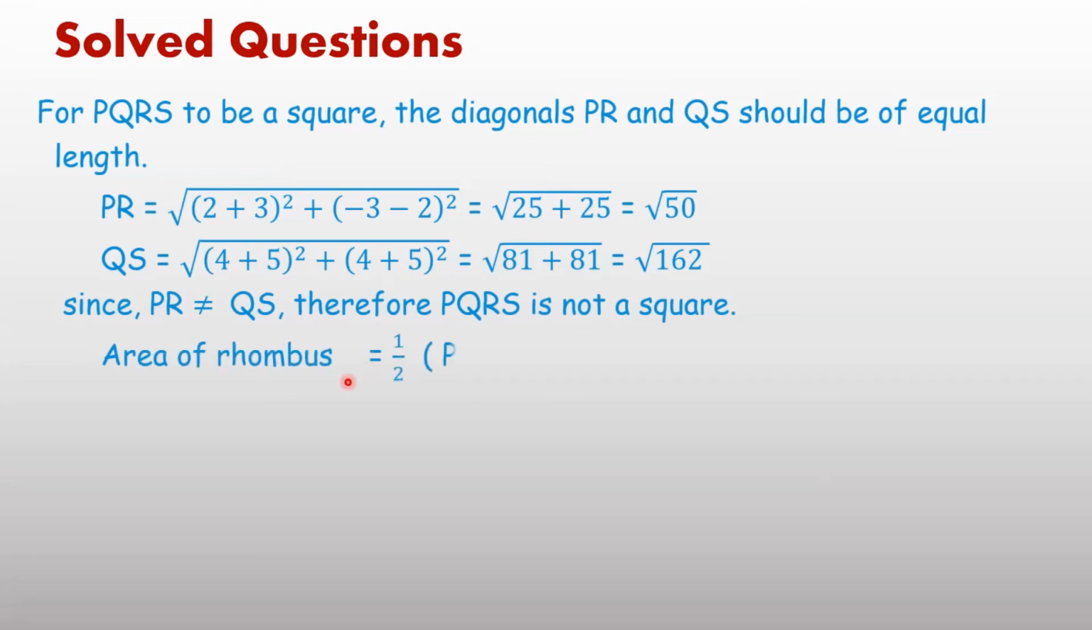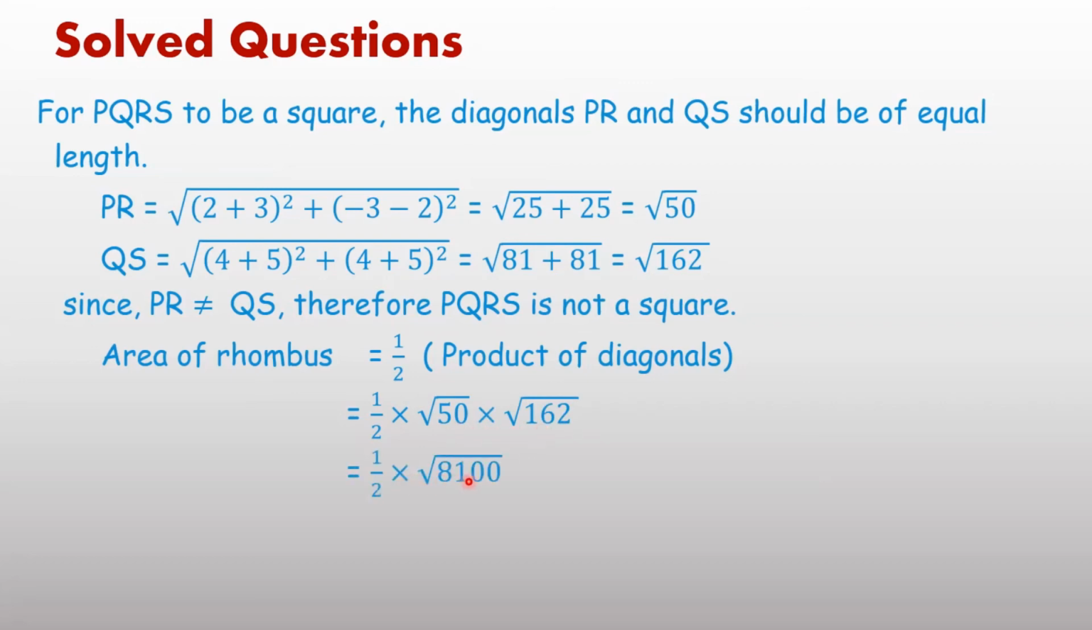Now last, the area of the rhombus. Just use the formula. Area of rhombus equals 1 by 2 into the product of diagonals, equals 1 by 2 into root 50 into under root 162, multiply, under root 8100, square root is 90, and 90 divided by 2 is 45 square units. In this process you can solve questions based on the distance formula.